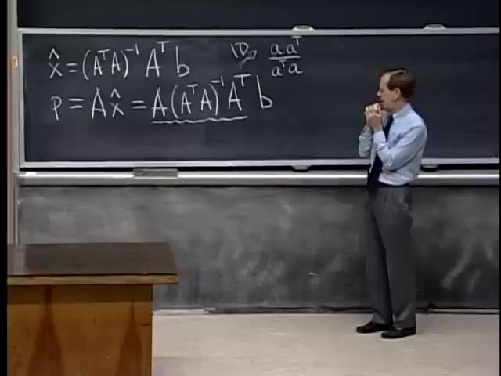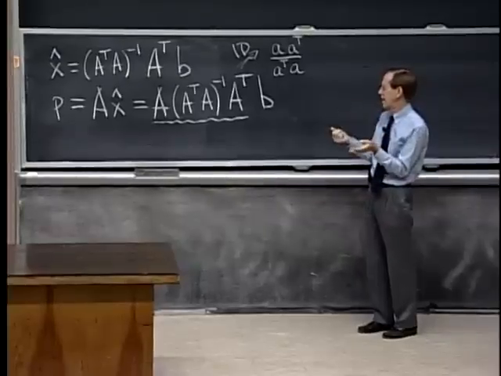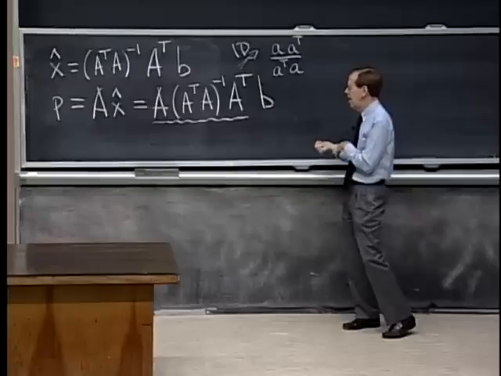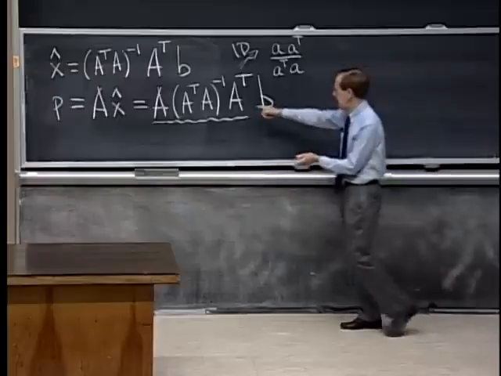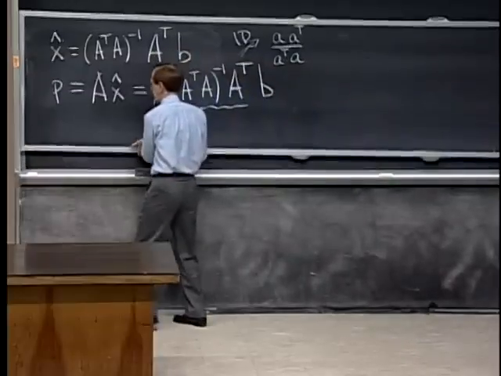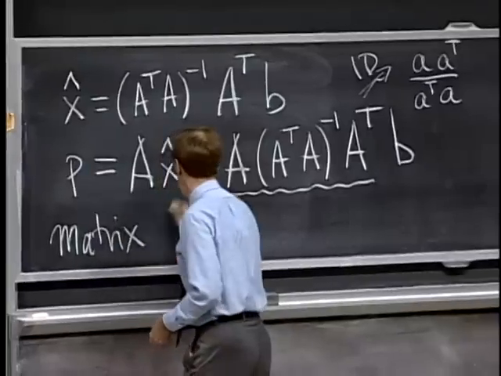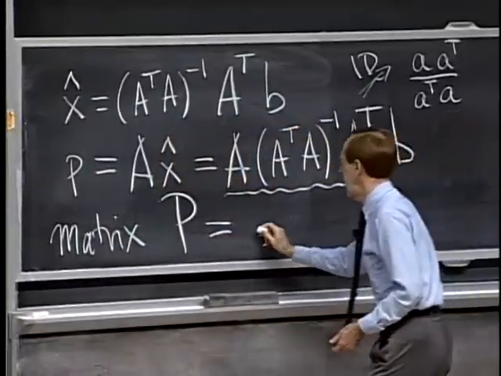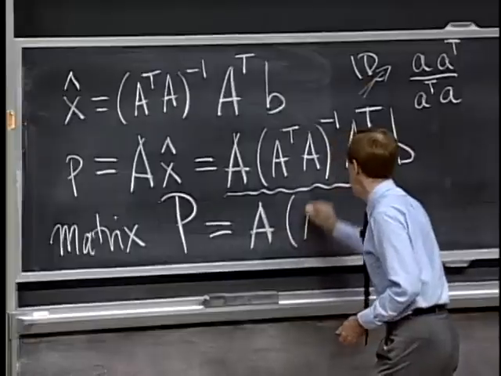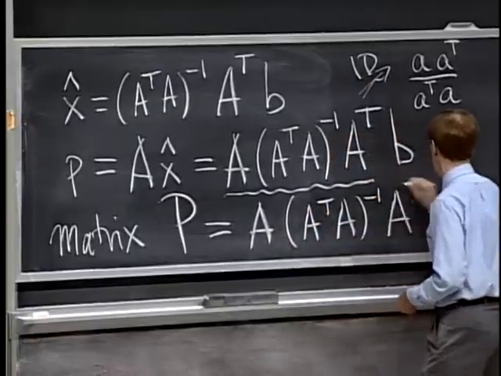And now tell me what's the projection matrix. What matrix is multiplying B to give the projection? Right there, there it is. I even already underlined it by accident. The projection matrix, which I call capital P, is this. It's that thing. Shall I write it again? A times (A transpose A) inverse times A transpose.